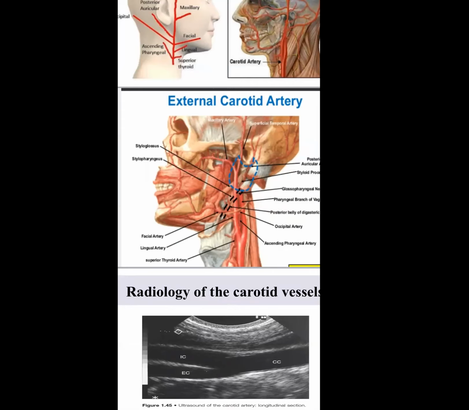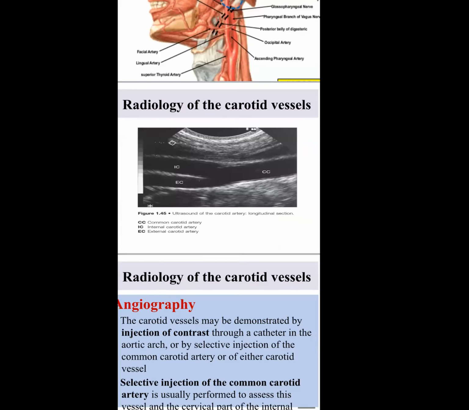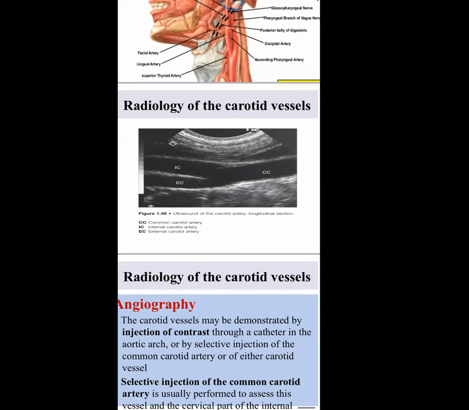The radiology of the carotid vessels. The first radiological image we can get is through ultrasound, when we use a high frequency probe. We can examine the common carotid artery and the external and internal. During ultrasound, we can see the inner wall of the arteries, the intima thickness, and any pathology, any clot, any fatty droplets we can see here.